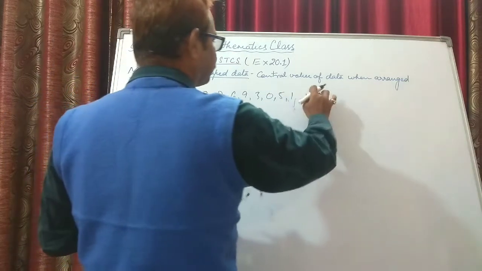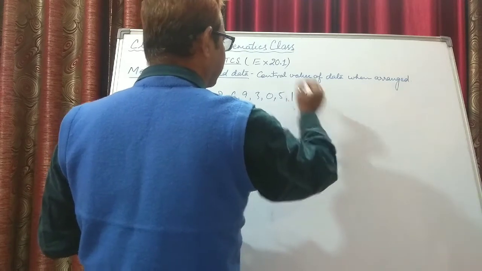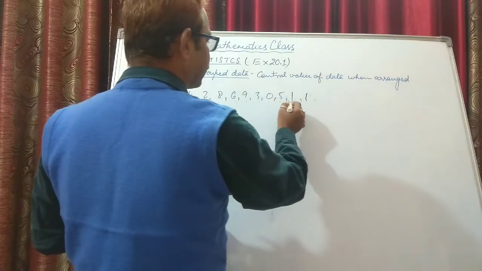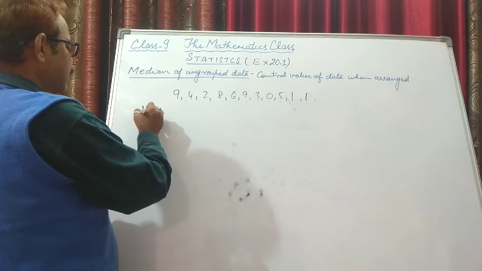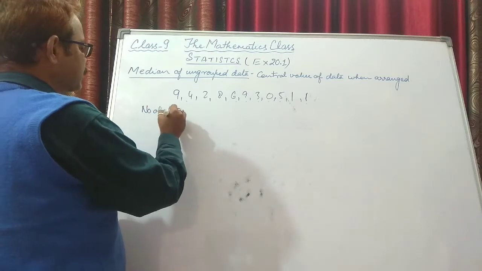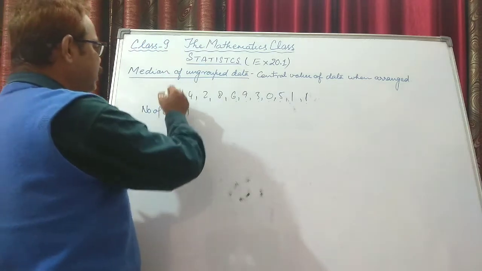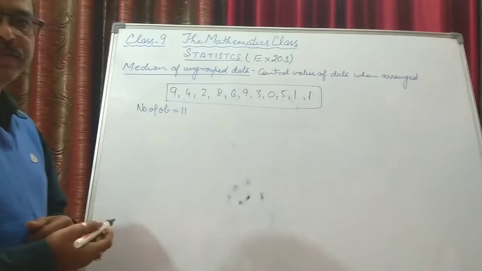Let us say 1 and 1. Now 1, 2, 3, 4, 5, 6, 7, 8, 9, 10, 11. How many observations are there? Number of observations is 11. Now we have to find the mid value of this data. So how are we going to find?